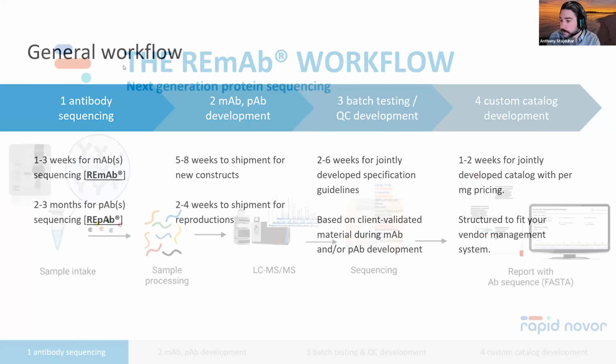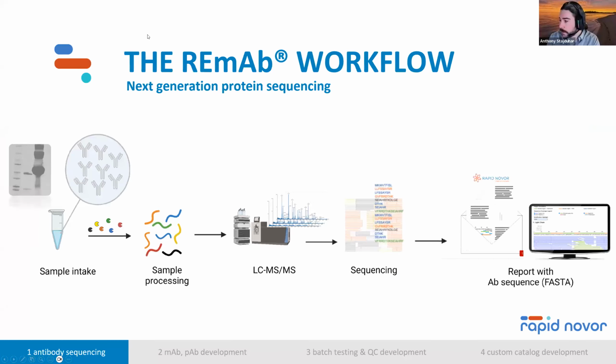Well, at Rapid Nova, like I said, we've been able to build our technology off of this mass spectrometry-based approach. So we are sequencing using bottom-up mass spectrometry and doing de novo antibody and protein sequencing. So the way it works is we initially take in a sample of interest. Here we always run a gel first.